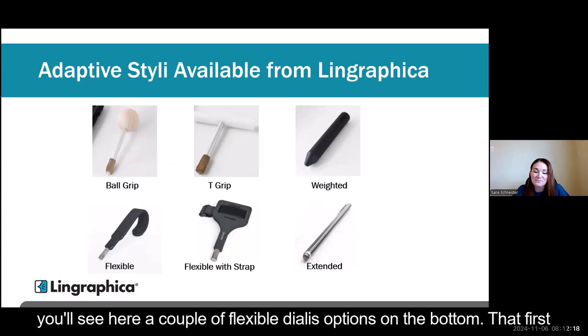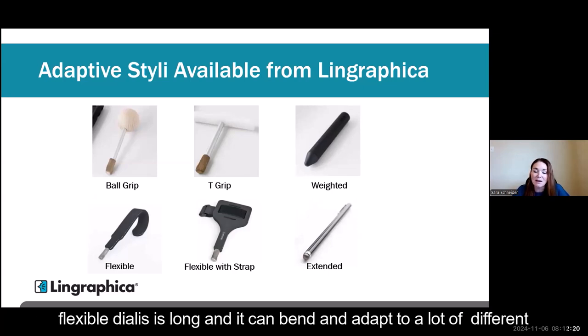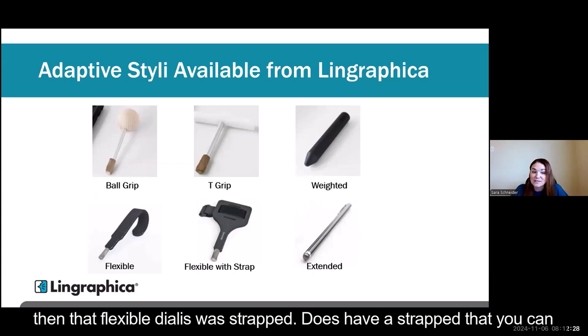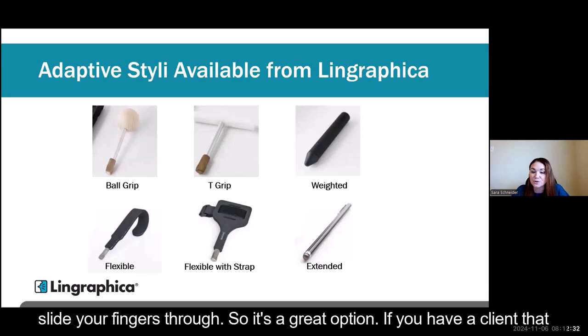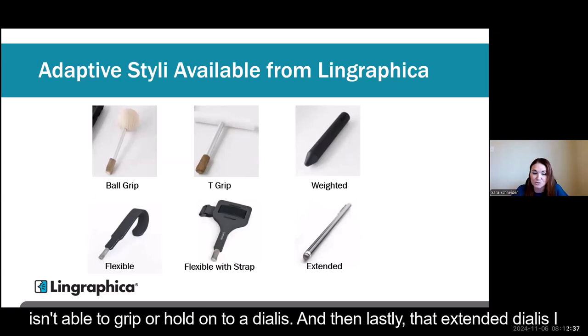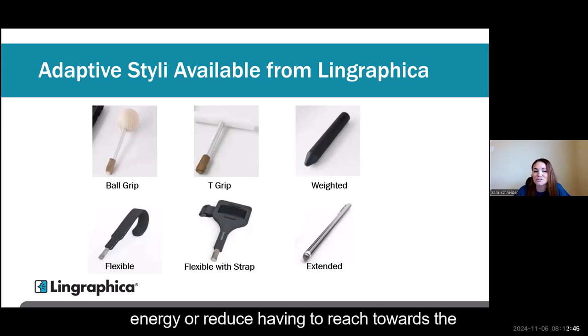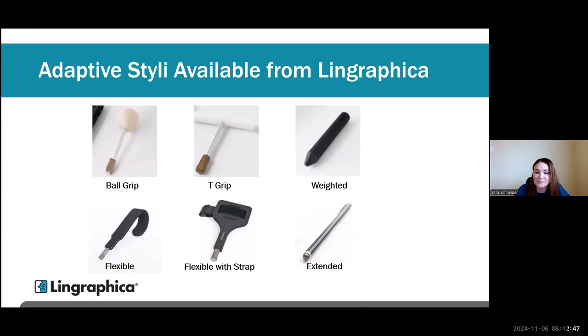And then you'll see here a couple of flexible stylus options. On the bottom, that first flexible stylus is long and it can bend and adapt to a lot of different gripping needs. I've used it with hand splints and things like that a lot. And then that flexible stylus with strap does have a strap that you can slide your fingers through. So it's a great option if you have a client that isn't able to grip or hold on to a stylus. And then lastly, that extended stylus, I often recommend if you have someone that just needs to conserve energy or reduce having to reach towards the device.